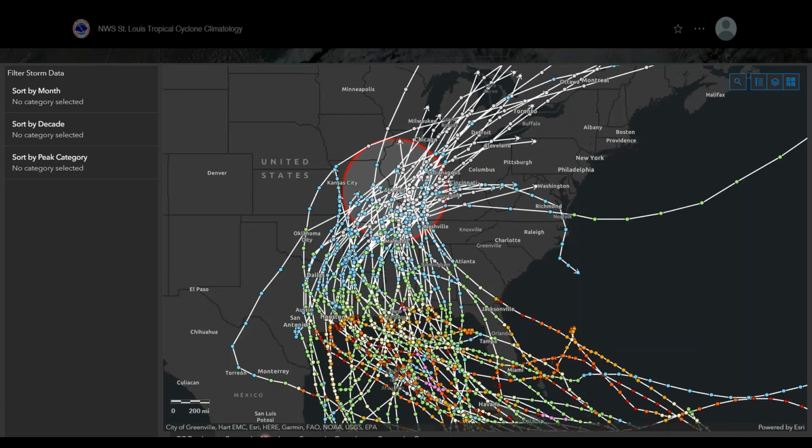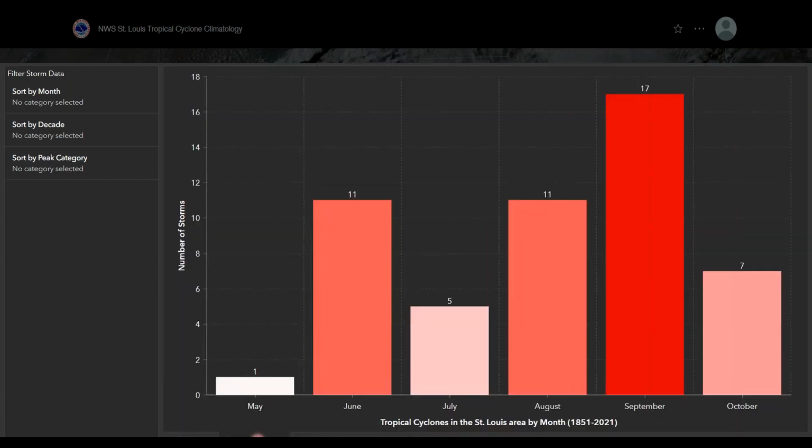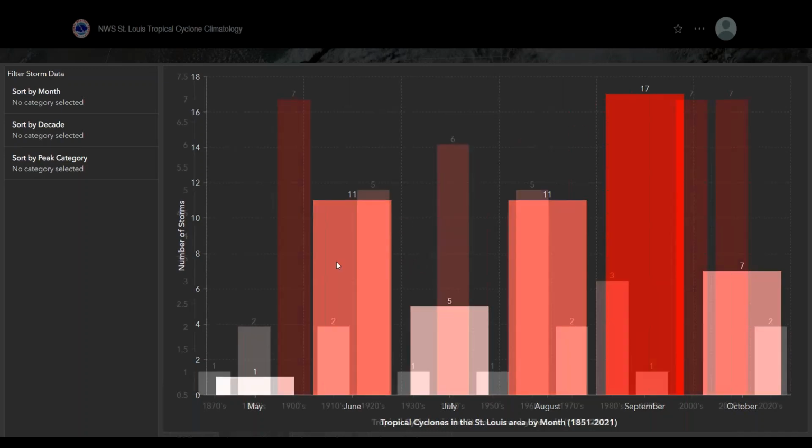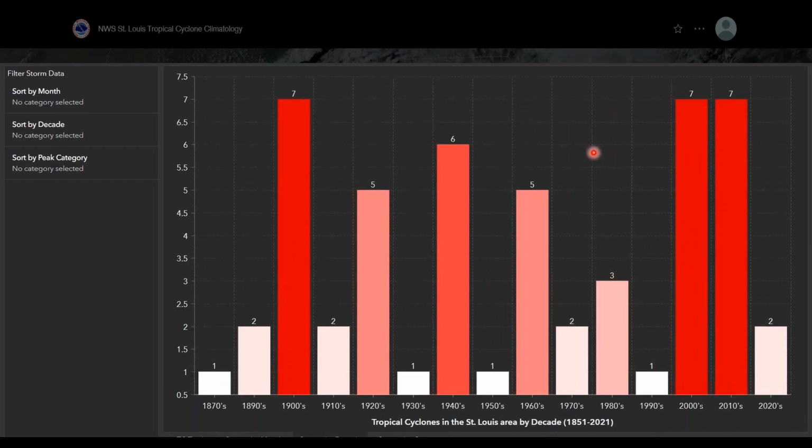The tabs down below are going to provide histograms of basically the stuff that we had shown, but just a little bit more intimately with each: the count of each month, as well as for the decades. We wanted to identify the decades that were most active for the area, with the 2000s, 2010s, and 1900s being the most active that we identified.